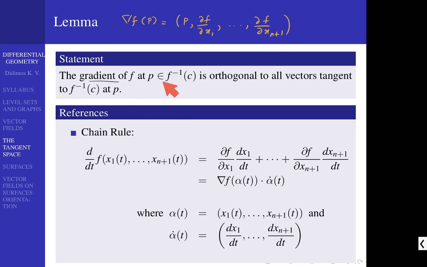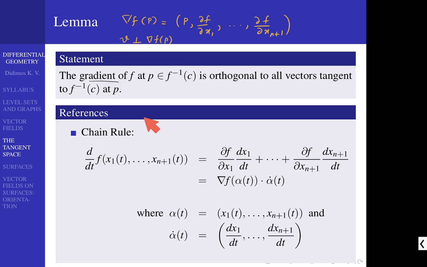So we need to prove that the gradient of f at p is orthogonal to all tangent vectors. So we choose a tangent vector v. We can say that this v is perpendicular to del f of p. So this is the tangent vector at p. Then this holds. This is what we have to prove.